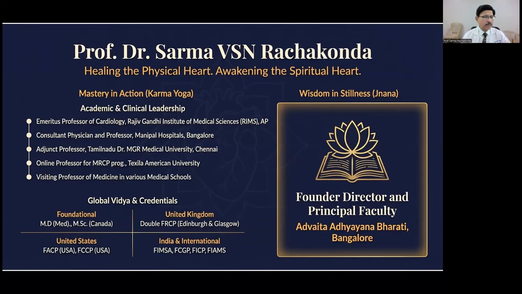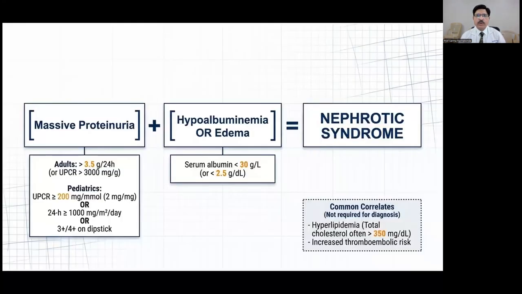Let us start. Just a recap. Massive proteinuria, hypoalbuminemia or edema: nephrotic syndrome, three classical features. Nephrotic syndrome means massive proteinuria of more than 3.5 grams per 24 hours, or a urine protein creatinine ratio of more than 3000 milligrams per gram.